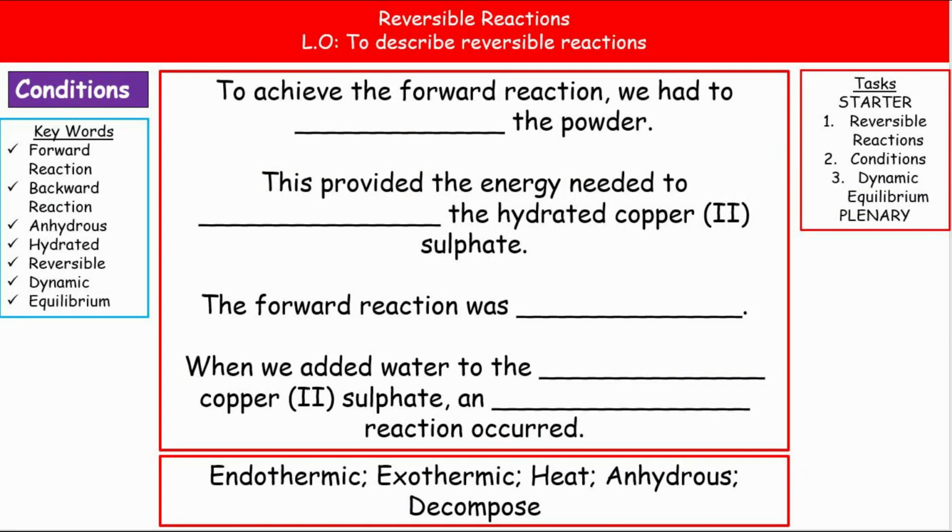What I'd like you to do then is, on the screen now, we've got 4 sentences with some missing words, and the words you need are all listed at the bottom. So see if you can have a go at finishing off those 4 sentences using the missing words for me. I'm going to give you about another 3.5 minutes to do that.